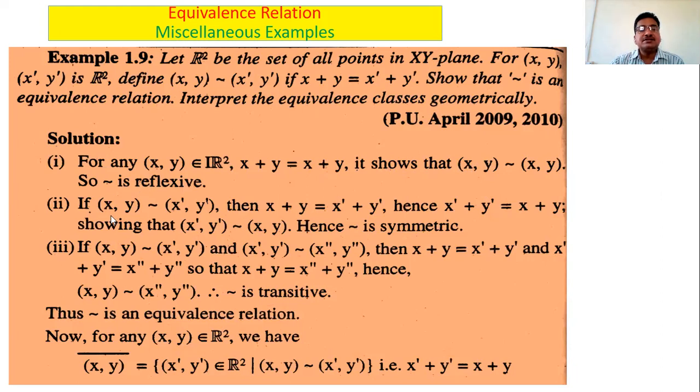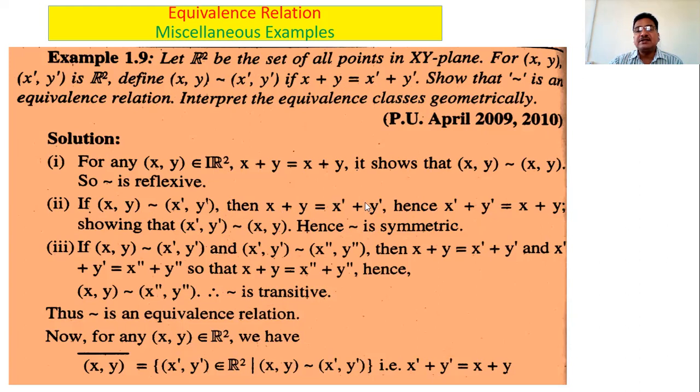The second condition is symmetric. We know that the relation is symmetric if, when one element is related to another, the second element is also related to the first. So take two elements (x, y) and (x', y') from R2 such that (x, y) is related to (x', y'). Then by using this relation we have x plus y is equal to x' plus y'. But we know that we can write this x plus y is equal to x' plus y' in this fashion.